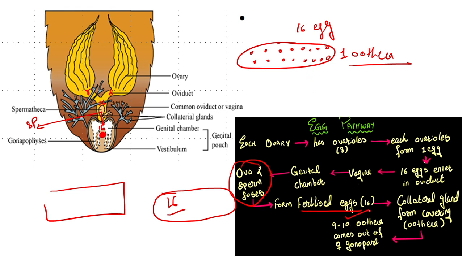ठीक है, at a time 9 to 10 ootheca come out of the female gonopore. This is the female gonopore. From the female gonopore, 9 to 10 ootheca. In one ootheca 16 eggs are present. So like this 9 to 10 ootheca will be formed, where 16 eggs will be formed, right?